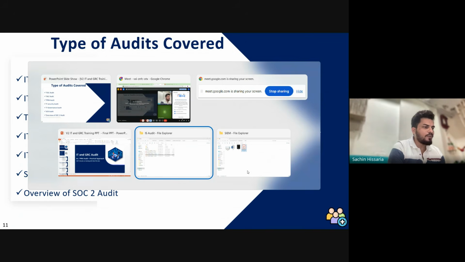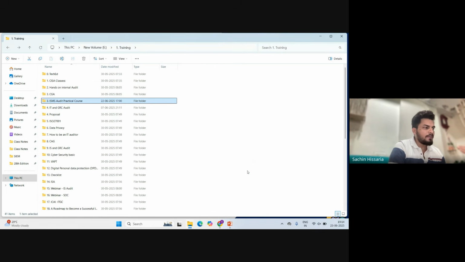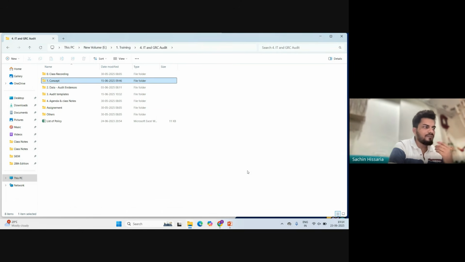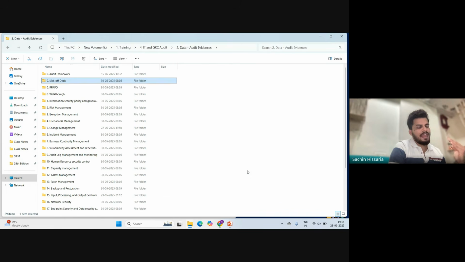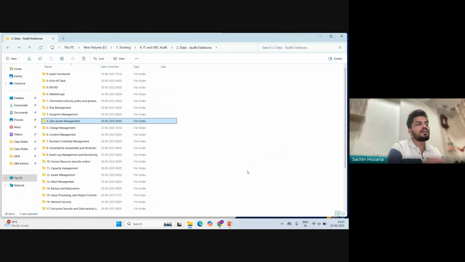And why I'm saying that we are providing you that confidence is because we have very good data as well. I'll just show you a template sample of what kind of data we share with the participants. Whatever domain I have discussed, as you can see, for each of the domains we have data. For example, when I'm talking about user access management, we will show you, okay, this is how the access management policy will look like. This is how the auditee will be sharing data related to application. This is how they'll share data related to password control. So we share the data along with the participants so that they can work on that data.